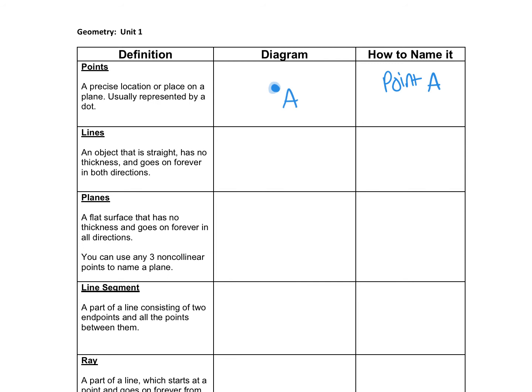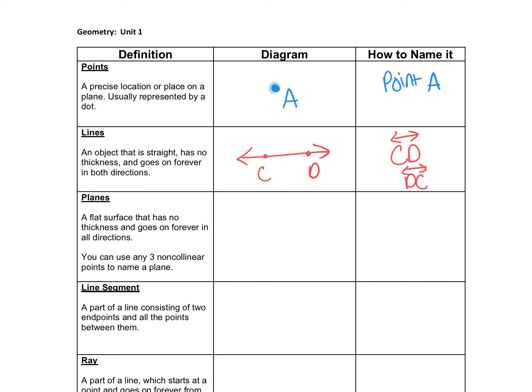Then we have lines. A line is an object that is straight, has no thickness, and goes on forever in both directions. So remember, for a line, we use arrows to show that it goes on forever. And you label a line by 2 letters. So if I use the letters CD, then I would call this line CD. I could also call it line DC. Order does not matter here.